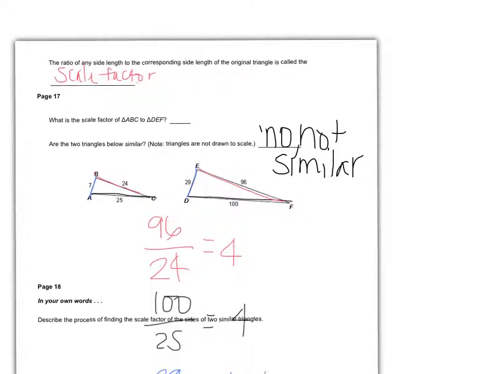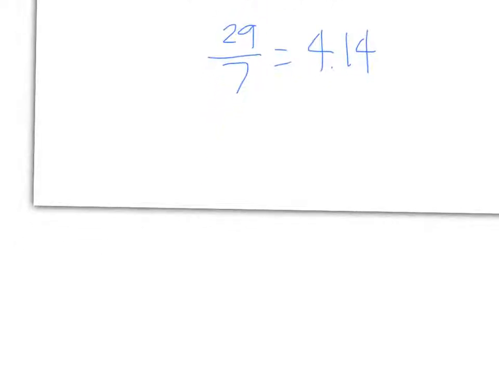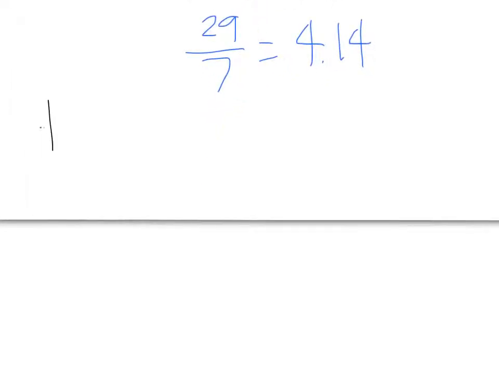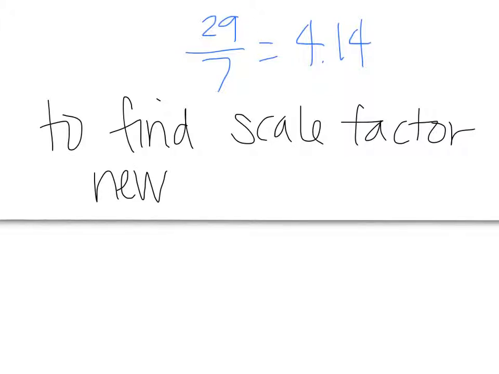All right, last thing, to find the scale factor, because they're going to ask you to do this. To find the scale factor, you take a side from the new triangle and you divide it by a side from the old triangle, from the original. To find the scale factor, you do the new triangle divided by the old triangle.